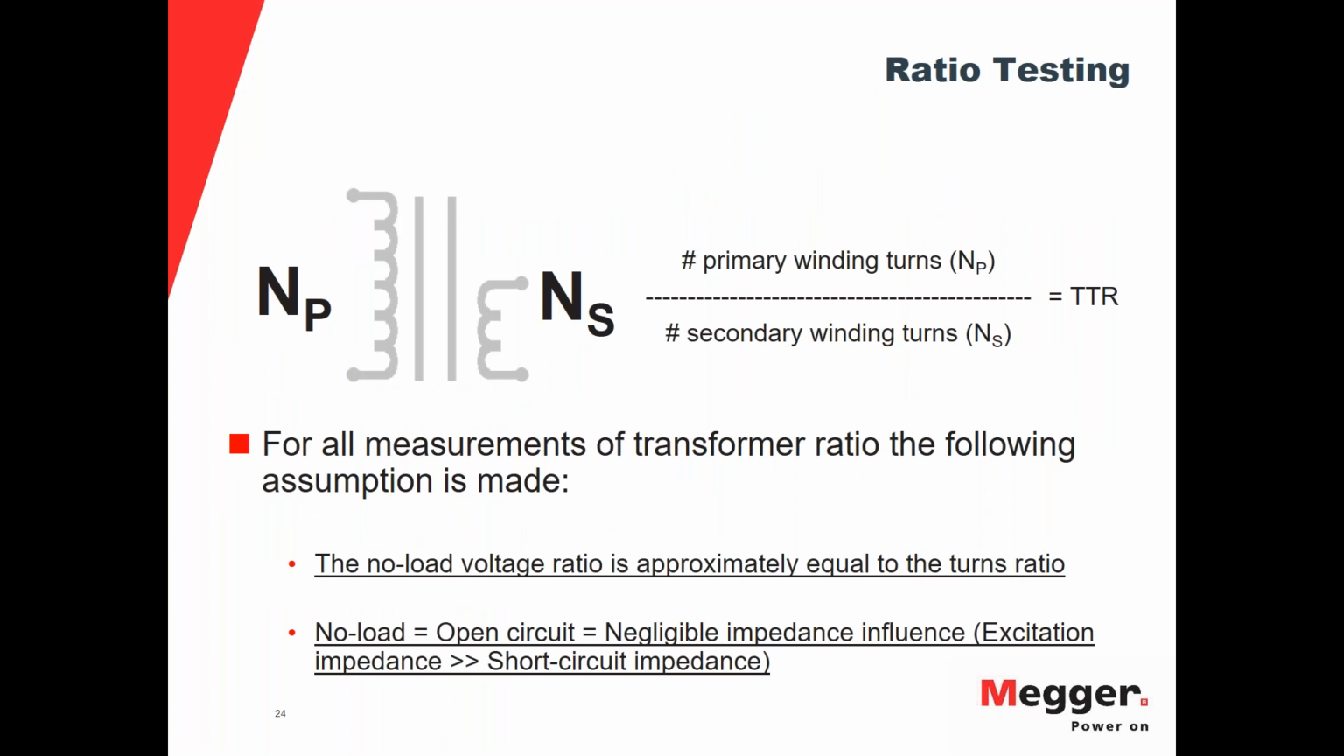And for the calculation here, the number of primary winding turns divided by the secondary winding turns equals our TTR, which is also directly proportional to the voltage on the primary divided by the voltage on the secondary. A little note here is that for all the measurements, we're going to assume there's no load. With a no load voltage, the ratio is approximately equal to the turns ratio. Also, when we don't have a load, we'll have negligible impedance influence, so we're not going to be looking at losses and things like that when we do the test.